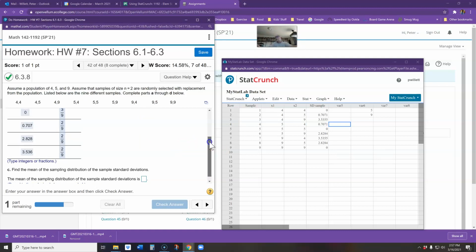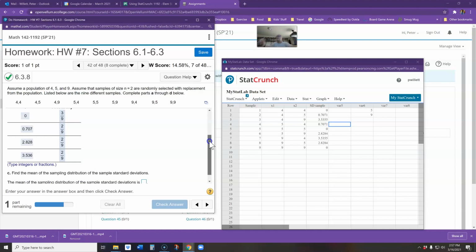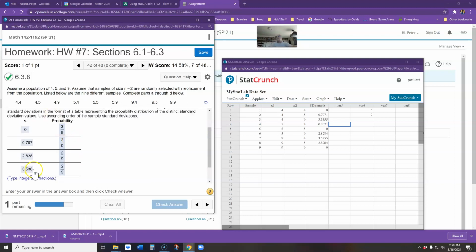So now what do they want us to do? They want us to find the mean of the sampling distribution of the sample standard deviations. Too many statistics words there. They want the mean of this probability distribution. What would be the expected or average standard deviation when you take all these samples? That means we need to get the mean of this. Well, how did we get the mean of something like this? Well, we go back to last chapter where we had probability distributions with weighted probabilities.